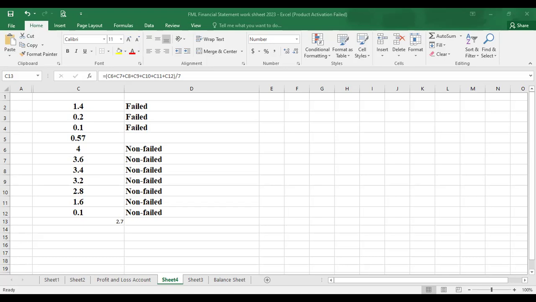Because its ratio is below the sector average for those which have not failed. If we look at I, it has not failed. It has a ratio of 0.1, which is even below the average ratio for non-failed businesses, which is 0.57. So as for I there, we should conclude, say, it has already what? Failed.